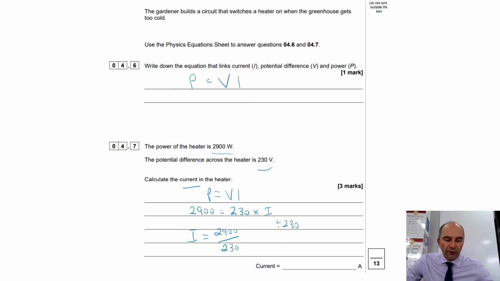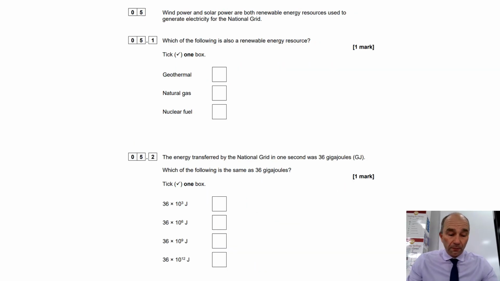Now, if you put those numbers into your calculator, you get an answer which, if you round it to 1 decimal place, gives you 12.6 amperes. Now, if you rounded that to 13 amperes, you would still get the mark. But with this, make sure you're confident being able to manipulate the equation once you've substituted your numbers in. Don't lose marks on making silly mistakes on that one. That whole question is out of 13. Hopefully you got 13 out of 13.